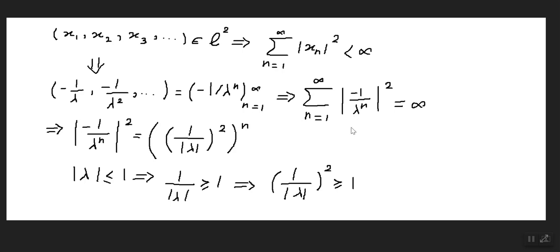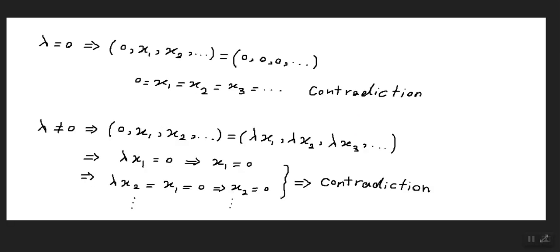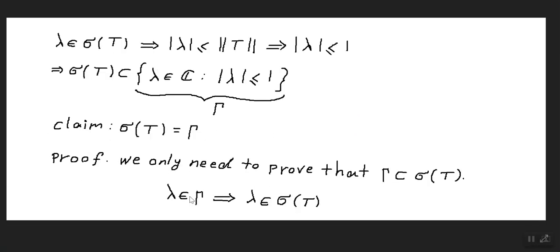So this means, let me go back here. Our claim is true. Okay, our claim is true. So the spectrum of this unilateral shift equals this set, all lambda such that the absolute value of lambda is less than or equal to 1, and the spectrum does not have any eigenvalue.